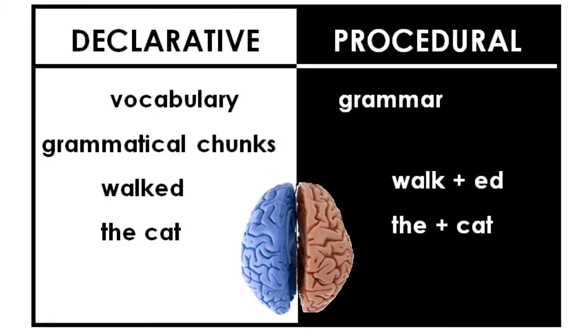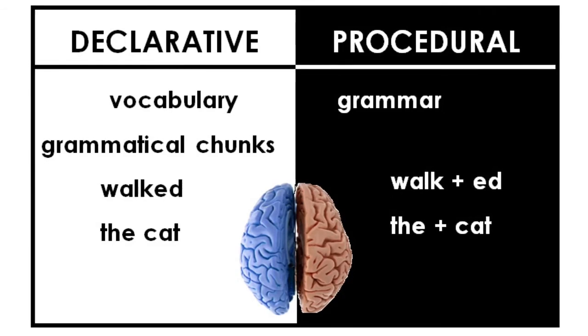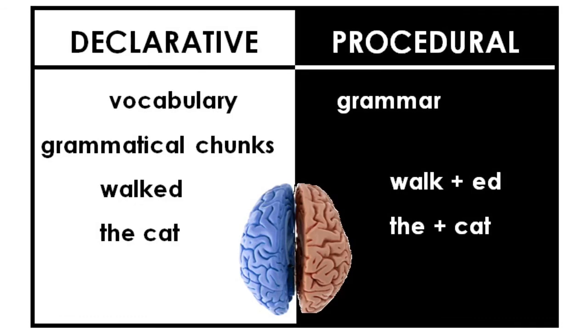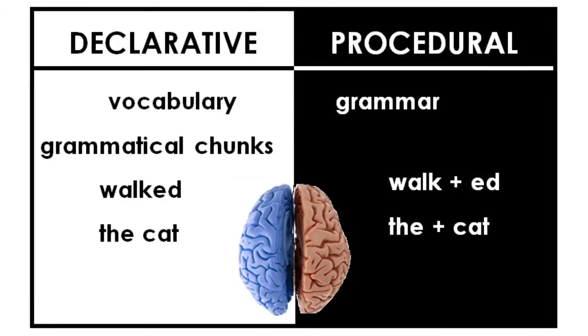However, we can also use our declarative memory to learn words and phrases like walked or the cat as chunks of language, so complex forms can rely on either memory system. If you think about student errors, this would explain why students will use grammar correctly in one sentence, but then fail to successfully apply it in a subsequent situation.